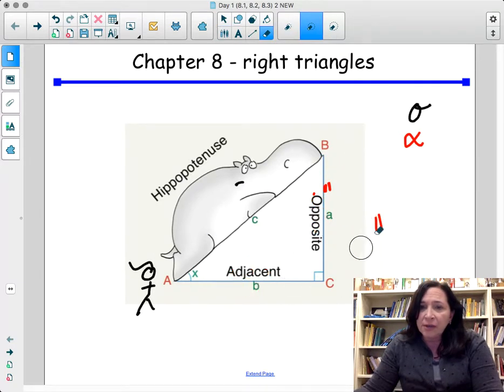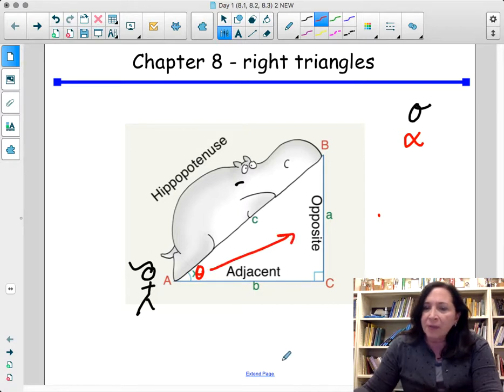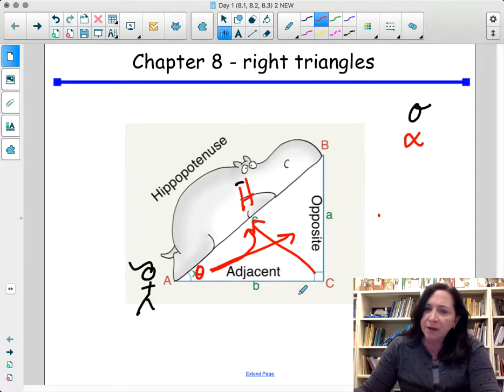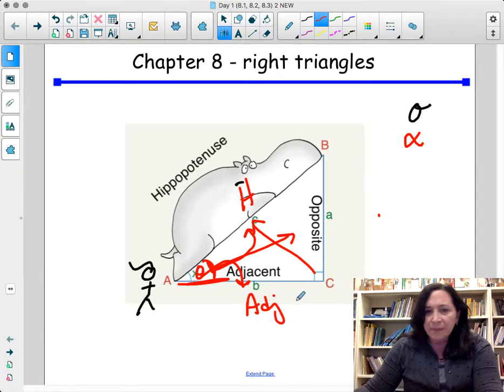Just to reiterate, if I'm here and this is theta or X or any angle, across from me is the opposite side. This side right here, which is opposite the right angle, is always going to be my hypotenuse. And if I'm here, this right here is called the adjacent side, okay?